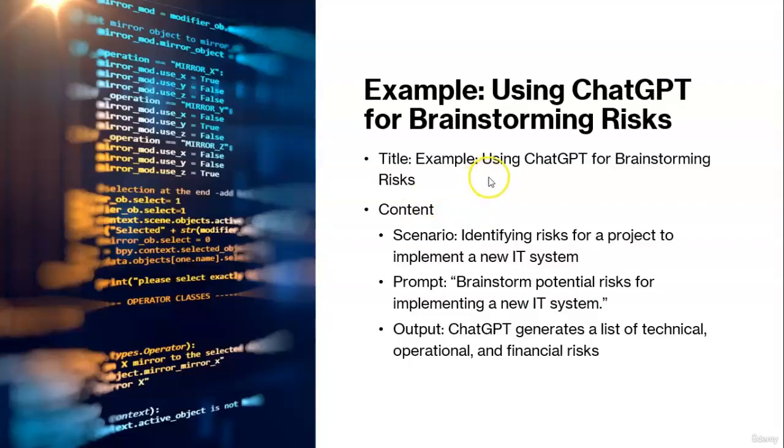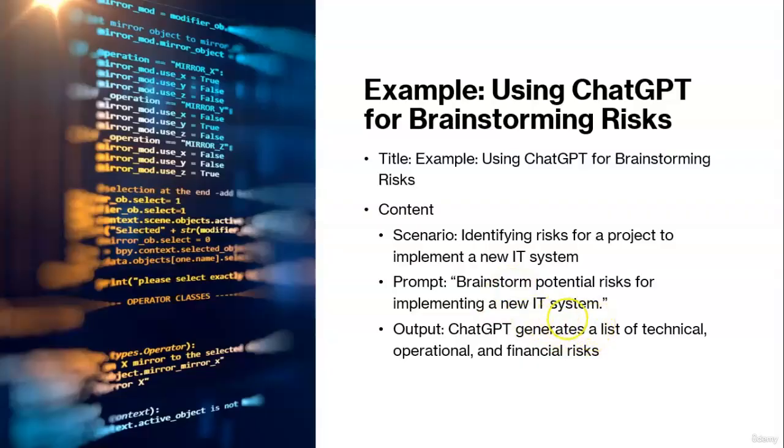Let's discuss an example, using ChatGPT for brainstorming risks. Consider a scenario where you are implementing a new IT system and want to identify potential risks. You can give ChatGPT a prompt like: brainstorm potential risks for implementing a new IT system, and it might generate a list including technical failures, data security concerns, user adoption challenges, budget overruns. So we will see what the output is here.